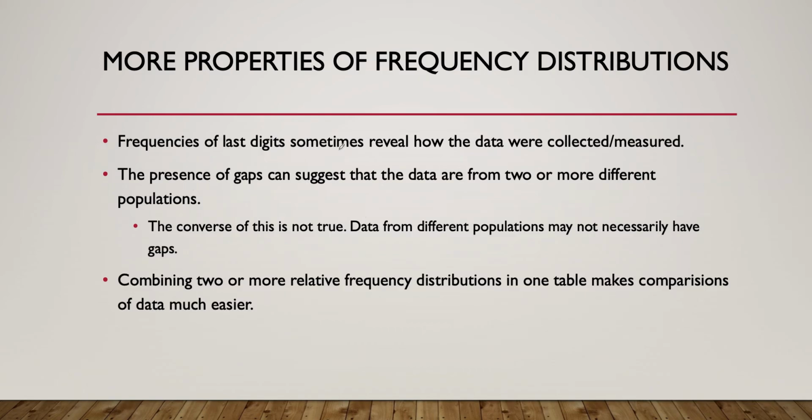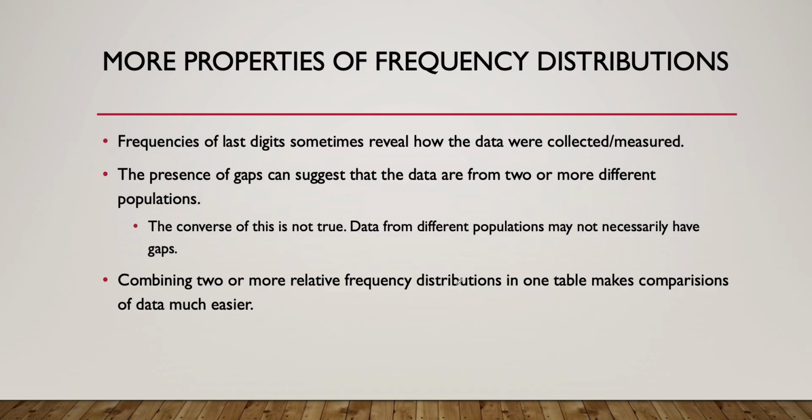The frequencies of last digits sometimes reveal how the data were collected or measured. The presence of gaps can suggest that the data are from 2 or more different populations, although the converse of that is not true. If you have data from different populations, they might not necessarily have gaps.